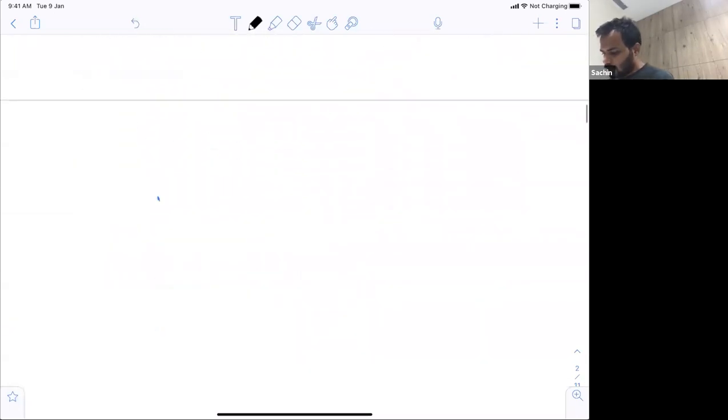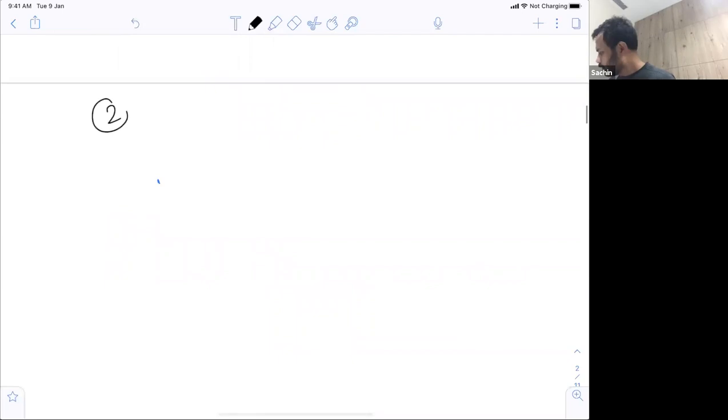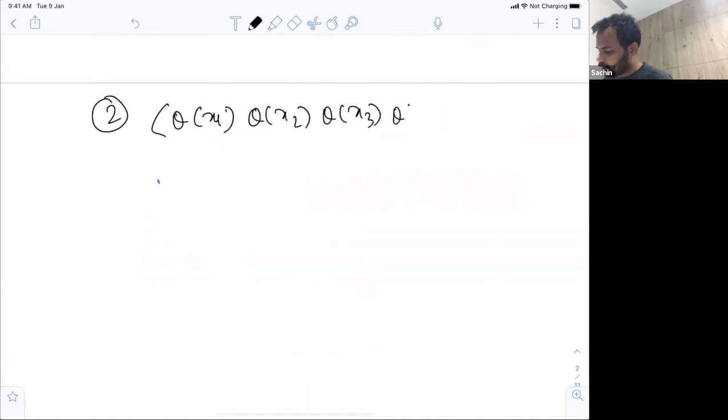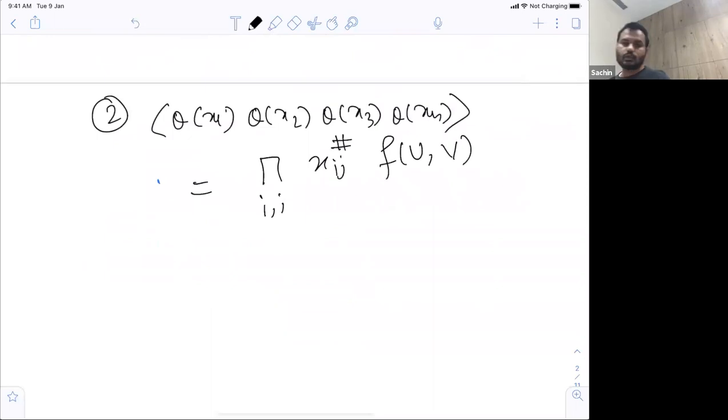So that's one thing about the momentum space OPE. Second, an even more basic question. For the 4-point function, generally the way you would like to think is that you have x1, x2, x3 and x4, and it takes the form of xij to some power times f of u and v, where u and v are conformal cross ratios. Even this statement was not very well understood.